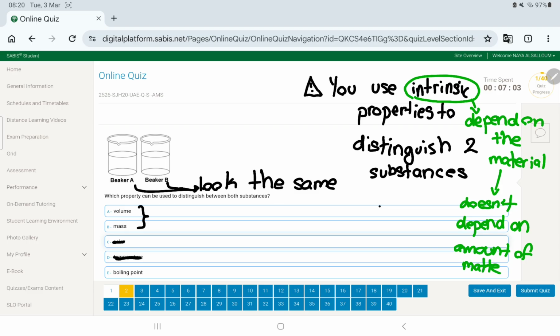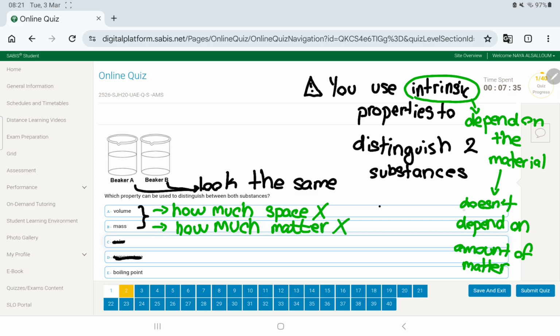So this is why we also eliminate volume and mass. Why? Because volume is how much space, and how much space depends also on how much matter you have. So is it intrinsic? No, it's extrinsic. So this is wrong also. Mass also, how much matter. But for intrinsic properties, we clearly wrote that it doesn't depend on the amount of matter.